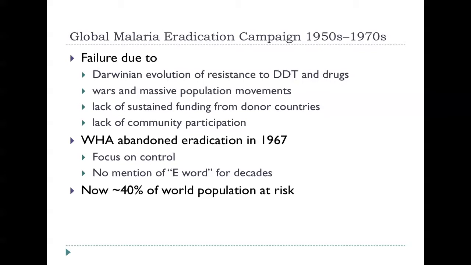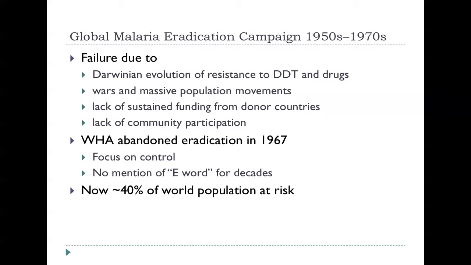The problem also was that the world was not a very safe place in the 1950s, 60s and 70s. There were wars and massive population movements. Donor countries weren't really that interested. They weren't sustaining their funding. It was very much a top-down effort. So, very important: Europeans, Westerners, or Americans come in, deal with the problem, then go away again, rather than actually getting the local communities involved.